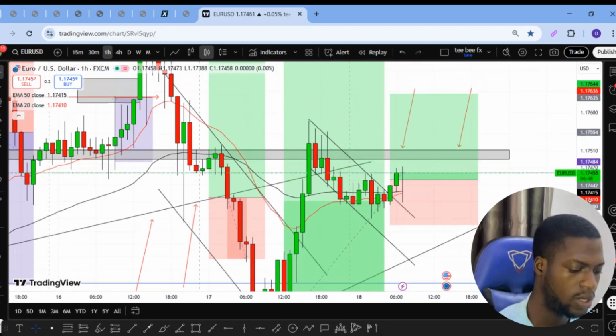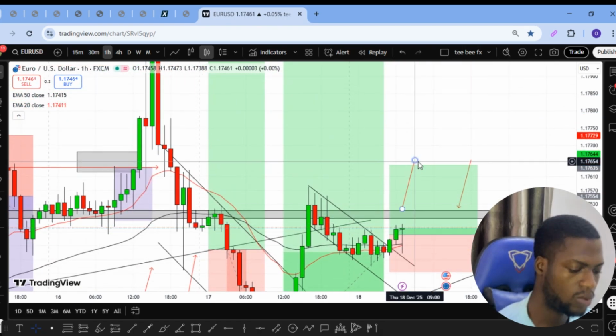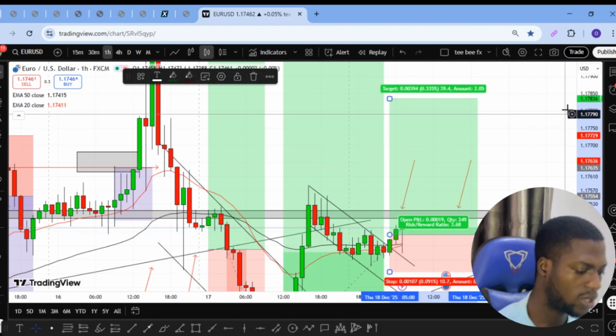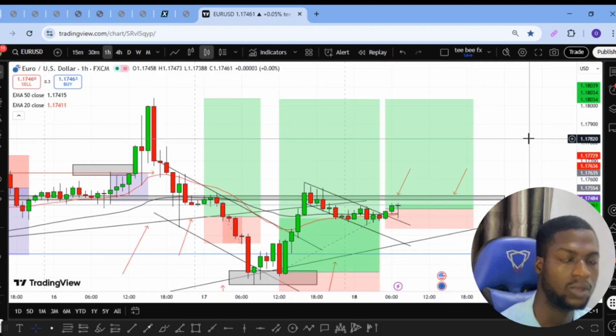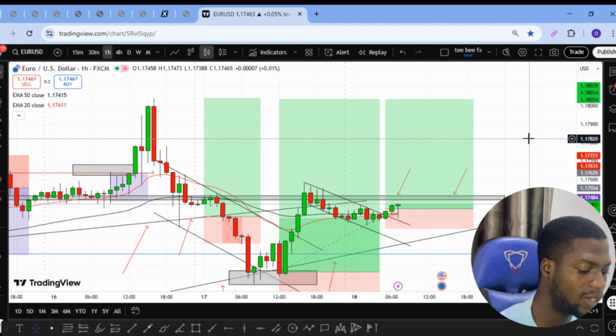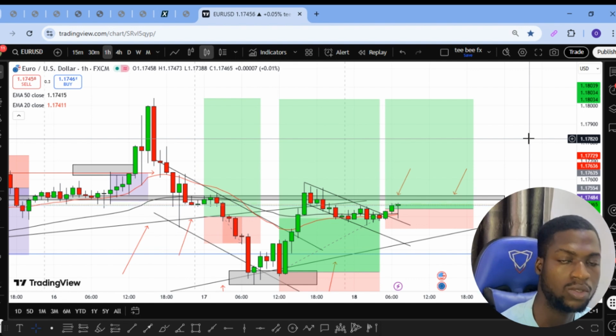And yeah, I want to target, actually I was supposed to target this high, because there will be CPI today and I don't want to be caught off guard. So I will take whatever it is the market is offering.